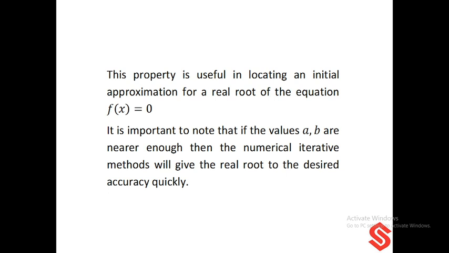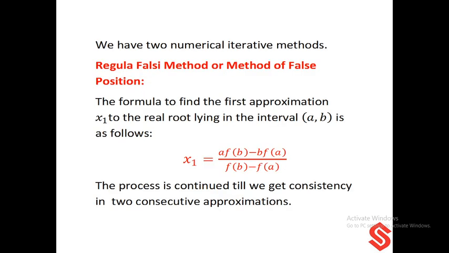But now we compare the values of f of 2 and f of 3. If f of 2 is nearer to 0 than the value of f of 3, then we can expect a real root in the neighborhood of x is equal to 2. So as the length of the interval 2 comma 3 is close enough, then we get the required real root quickly. Means the number of steps or the number of iterations will be less. So let us see while solving the problems.